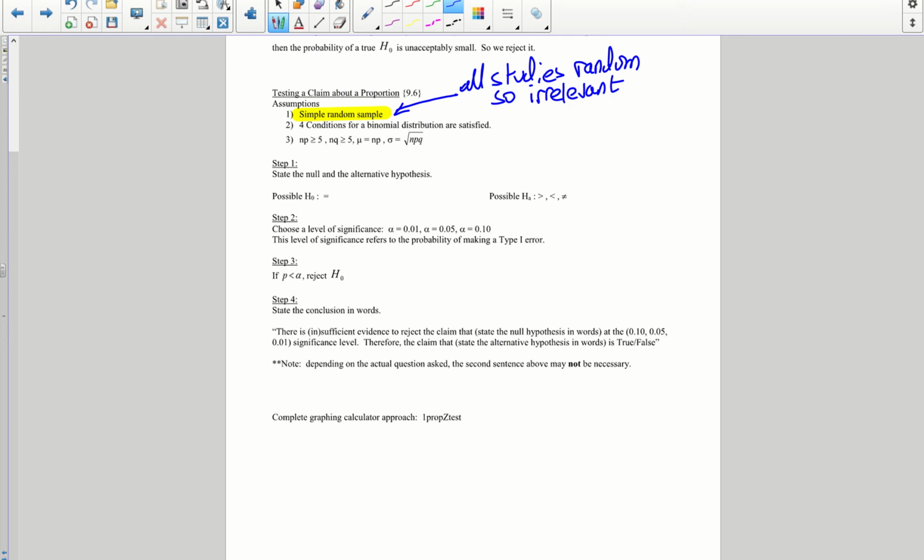So some of the popular questions talk about majorities versus minorities. Majority is greater than 0.5 or 50%. Minority is less than 50%.